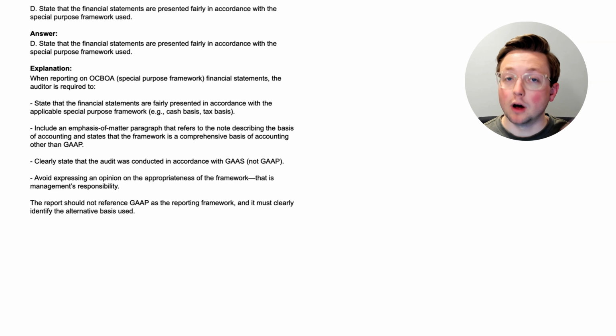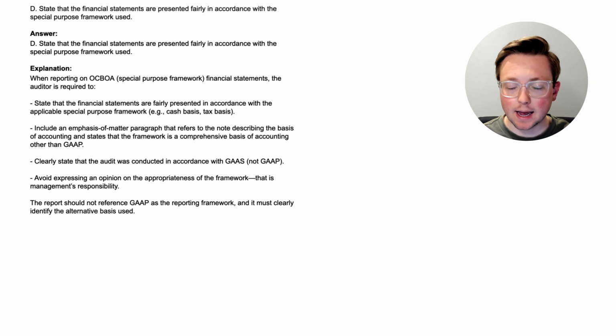When reporting on OCBOA, again, that's basically special purpose frameworks, financial statements, the auditor is required to first state that the financial statements are fairly presented in accordance with the applicable special purpose framework, and that would again be like cash basis, tax basis. They also are required to include an emphasis of matter paragraph that refers to the note describing the basis of accounting and states that the framework is a comprehensive basis of accounting other than GAAP.